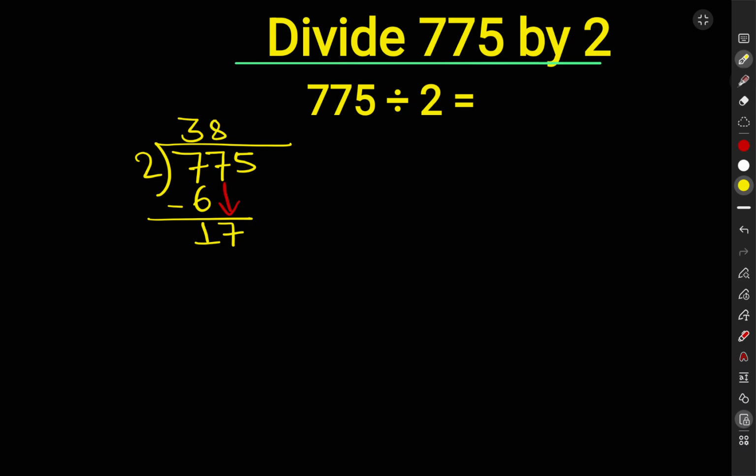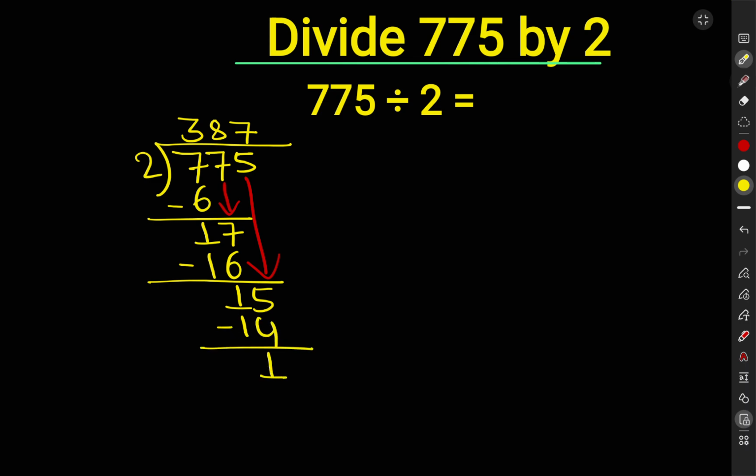So 2 times 8 is 16. On subtracting we get 1. So again we put down this 5 and it is 15. So 2 times 7 is 14. On subtracting we get 1.